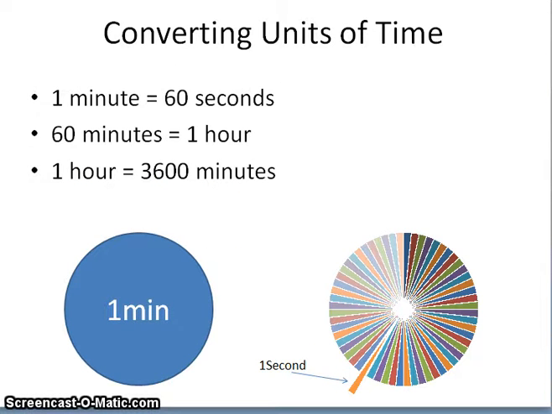Okay. Sometimes we convert things that aren't distance. So if we were going to convert something like time, we need to use a similar procedure. So we need to know that in 1 minute there are 60 seconds. In 60 minutes there's 1 hour. And we need to know that in 1 hour there's 3,600 seconds. Okay? So this is just basically saying that if this big blue circle represents 1 minute, if I broke it into 60 pieces that are equal, I would have 60 seconds, as shown here on the right.